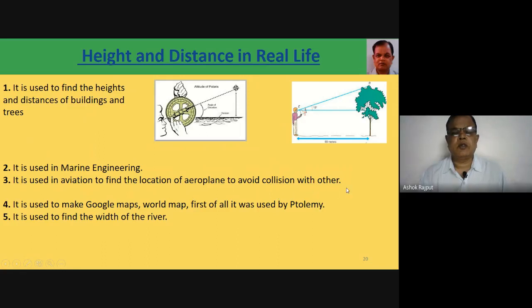What is the use of heights and distances in real life? Why do we study, why do we do so much hard work? So I am going to explain the uses of heights and distances in real life.